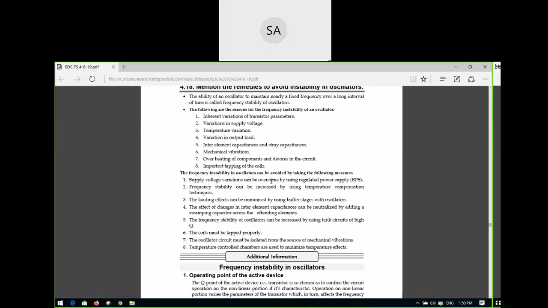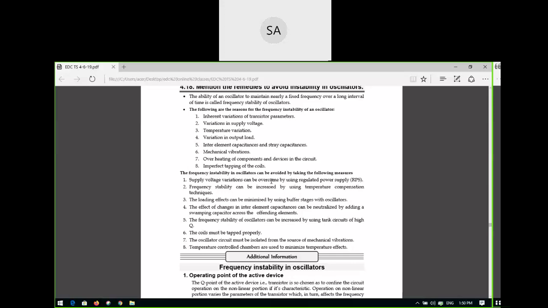The third one is that loading effects can be minimized by using buffer stages. For example, in multi-stage amplifiers, between two stages we connect a buffer, and that buffer will reduce the loading effect. Another remedy is that the effect of changes in inter-element capacitance can be neutralized by adding a swamping capacitor across the offending elements. That will neutralize the effect of internal or stray capacitances.